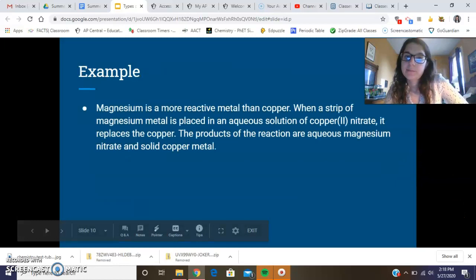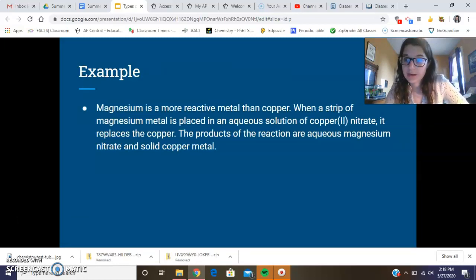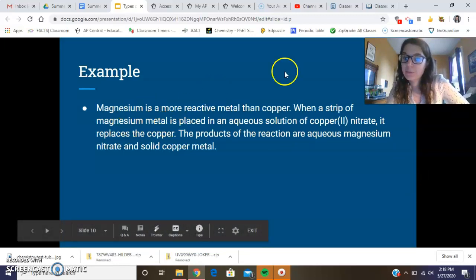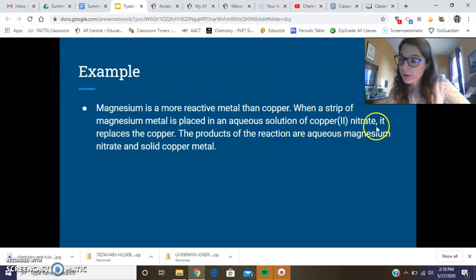So here we have magnesium that is more reactive than copper. If we have a strip of magnesium placed in an aqueous solution of copper 2 nitrate, it replaces the copper. The products of the reaction are aqueous magnesium nitrate and solid copper metal. So again, since magnesium is more reactive than copper, magnesium is going to replace copper when copper is in this compound. So we can write out this chemical equation.